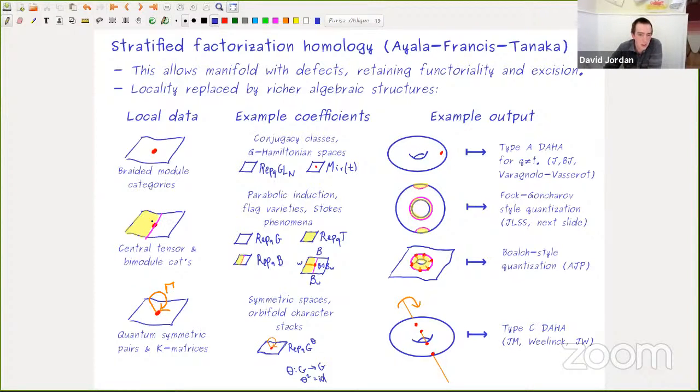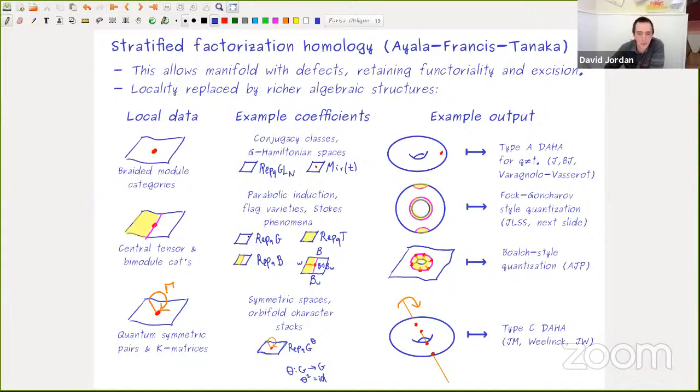You can also consider these sorts of defects. So we have two planar regions, the vanilla region and, I guess, this is like lemon sherbet. Those are both braided tensor categories. The boundary between them, this pink region, needs to be what's called a central tensor category, so it's a tensor category which is acted on by the braided tensor categories. And then the line in the middle has a lot of structure. It's a bimodule for the two lines, and it's a module for the braided tensor categories, and there's a whole zoo of compatibilities there. And it turns out what this encodes is the calculus of parabolic induction, flag varieties, and Stokes phenomena.